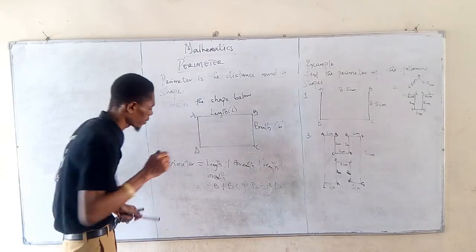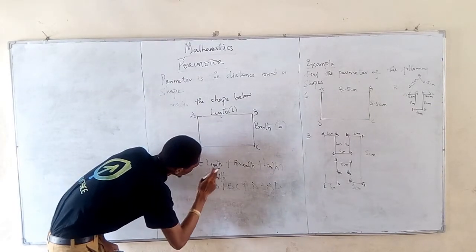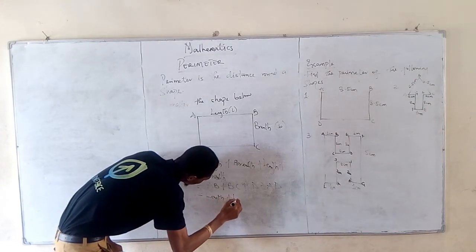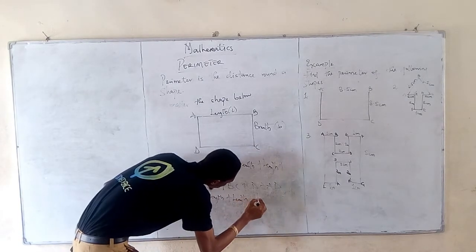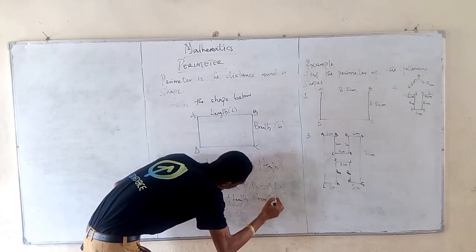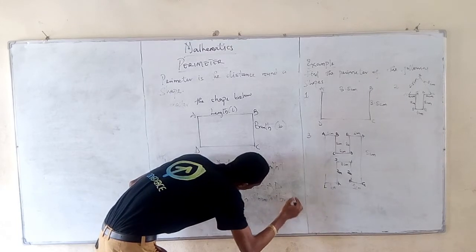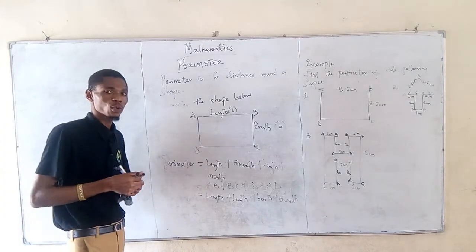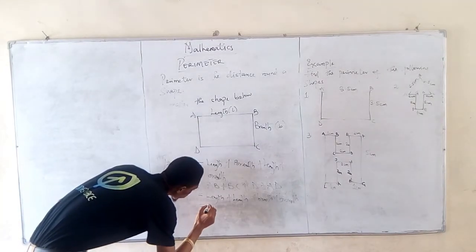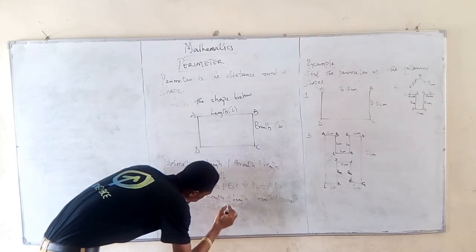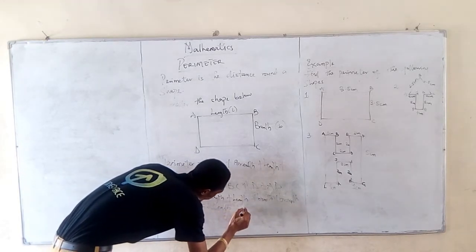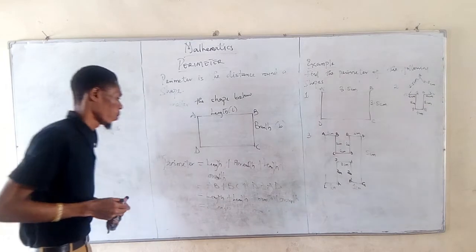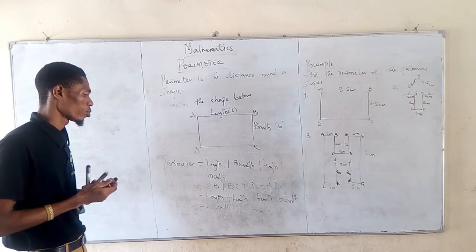Now, we've got length, length, breadth, breadth. Now let's collect like terms and see what we get. This length and this length, we have length plus length plus breadth plus breadth. So length plus length will give us two lengths, yeah? Breadth plus breadth will give us what? Two breadths. Okay? We have two lengths and two breadths.